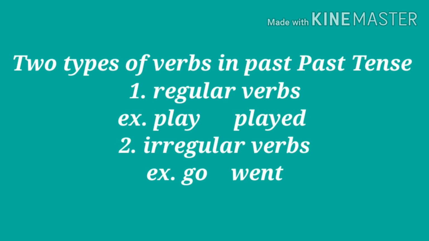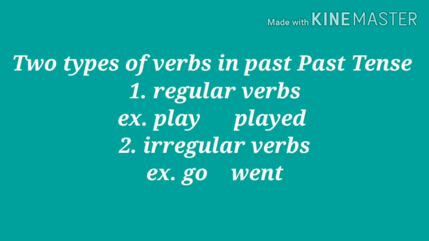And on the basis of verb, there are two types of verbs in past tense. First, regular verbs. Second, irregular verbs. Regular verbs are the verbs which form their past by adding D or ED to the present form of the verb. For example, play, played. When we add ed to play, it becomes the past form played.